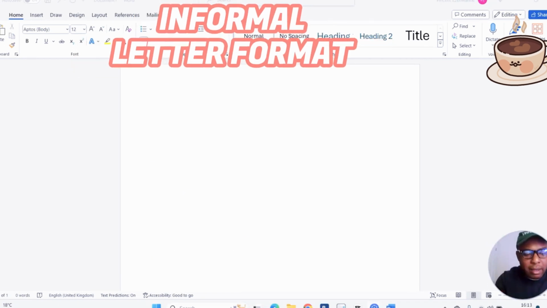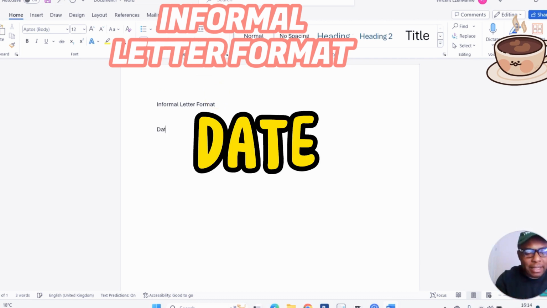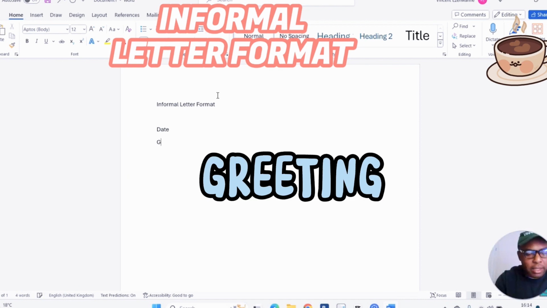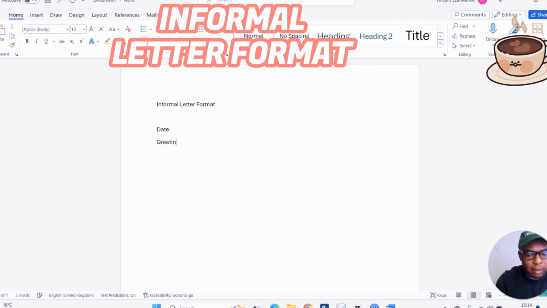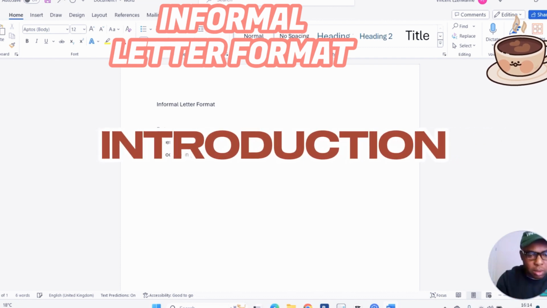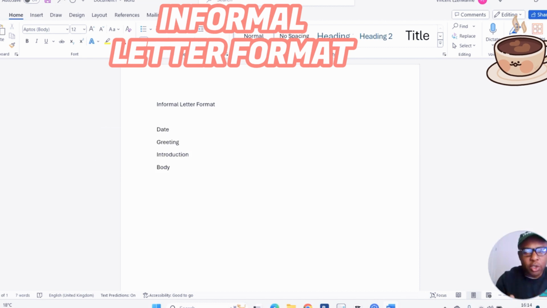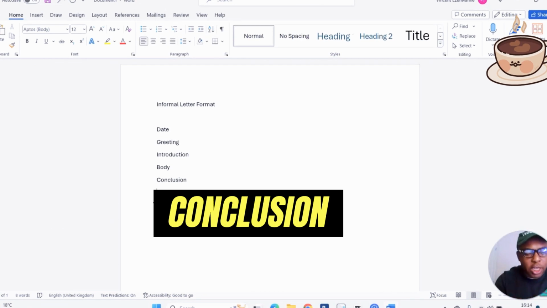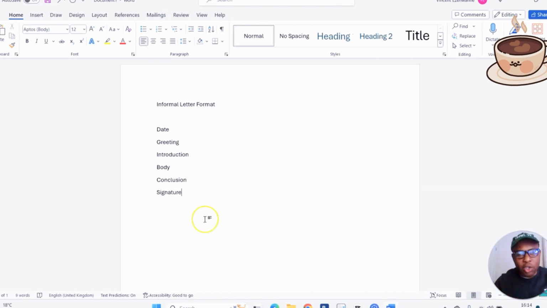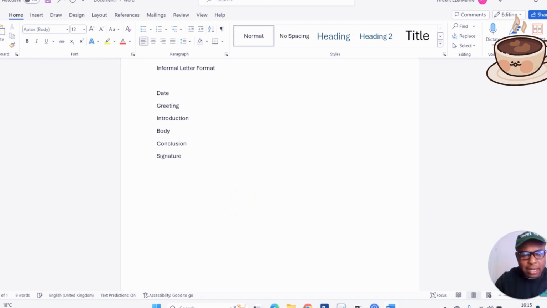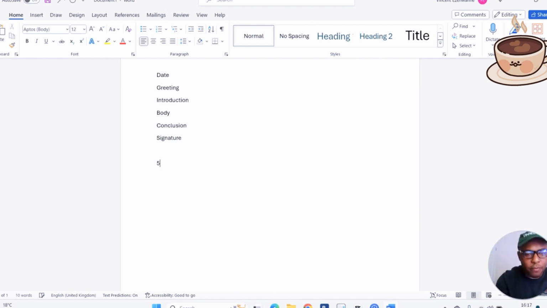Informal letter format. So, things you need to cover. First of all, the letter needs to have a date, a greeting, then an introduction, a body, a conclusion, then a signature. So these are the things you need to cover with an informal letter. So you start off by writing the date, 5th of March 2024.